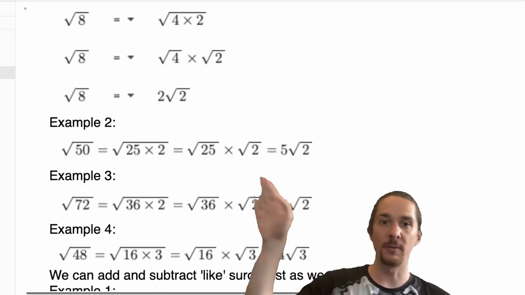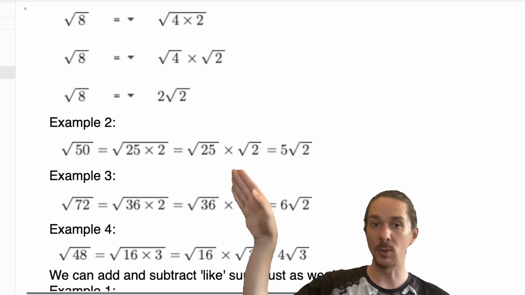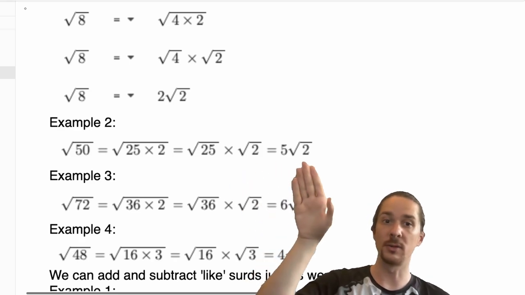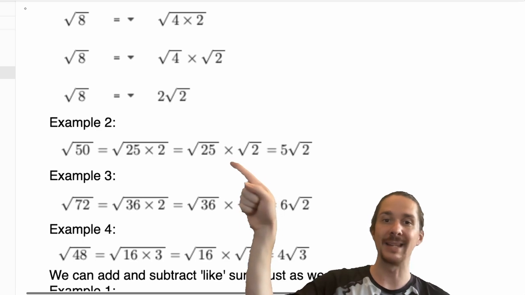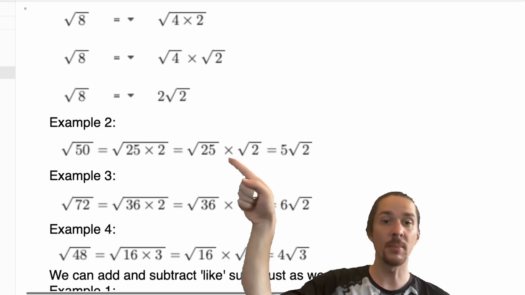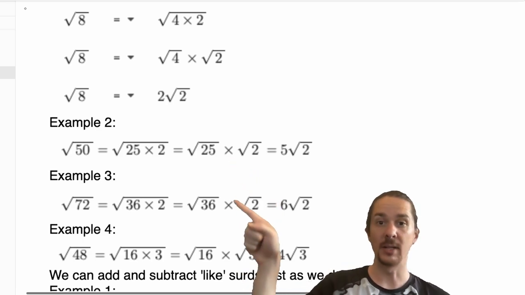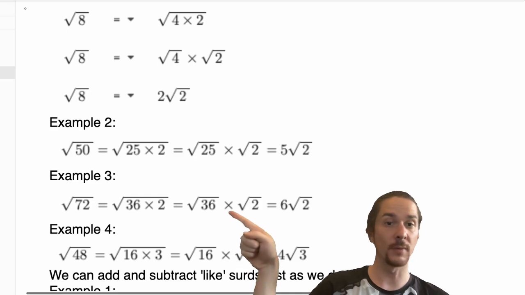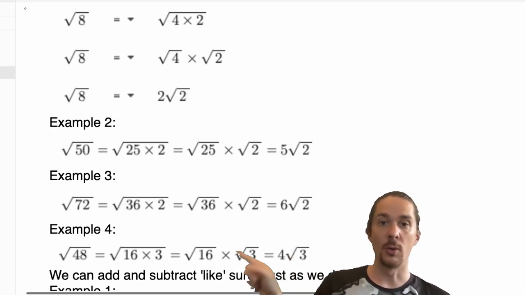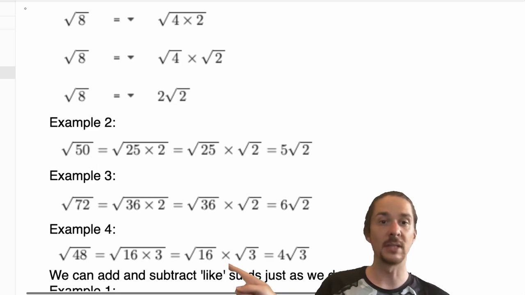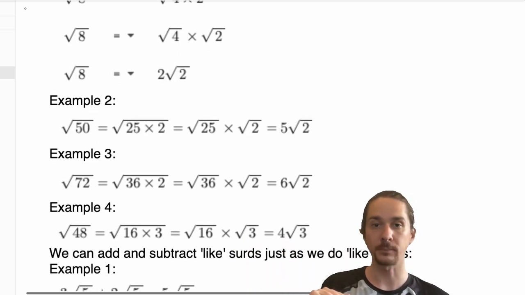So the square root of 50 is the square root of 25 times the square root of 2, or in other words, it's 5 root 2. So what we're looking for when we're trying to simplify is, is there a square number that is a factor, right? So 72 has a factor of 36. So it simplifies to 6 root 2. Or 48 has a factor of 16, so it simplifies to 4 root 3.